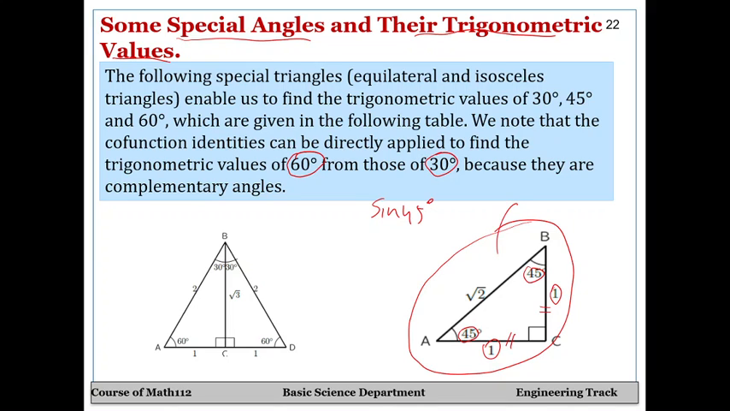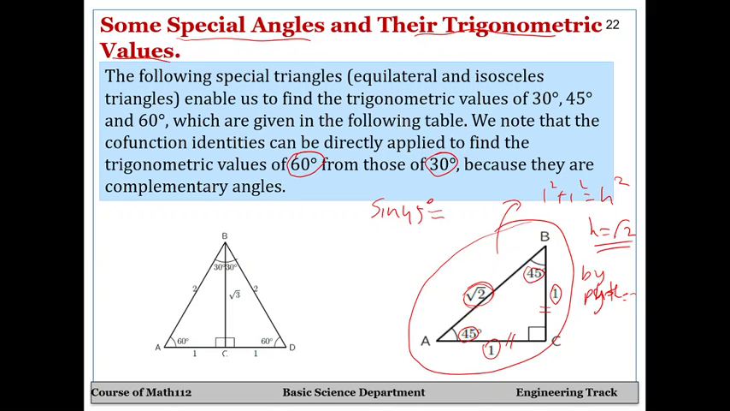Then by Pythagorean, you can say 1 squared plus 1 squared is equal to hypotenuse squared. The hypotenuse should be equal to square root 2, from the Pythagorean theorem. You can memorize it, or just use one and then find the hypotenuse, and the rest is easy.